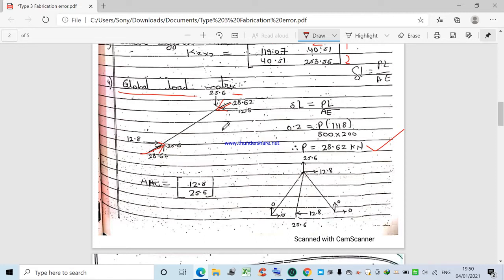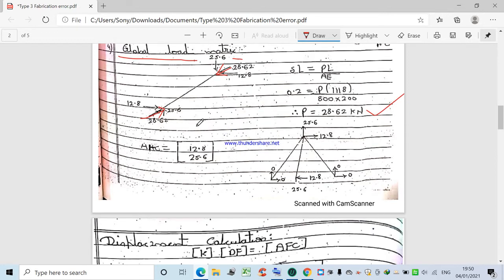Suppose in the numerical it is given that the member is too short, then in that case we have to pull the member. But as here the numerical says the member is too long, therefore we have to correct the fabrication error. We have to provide the compressive force.